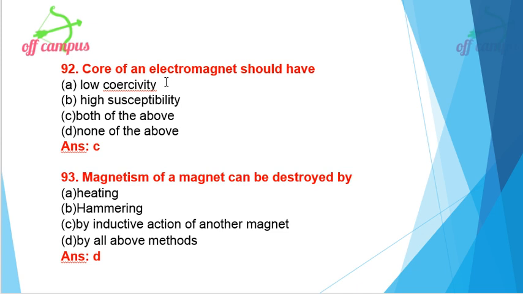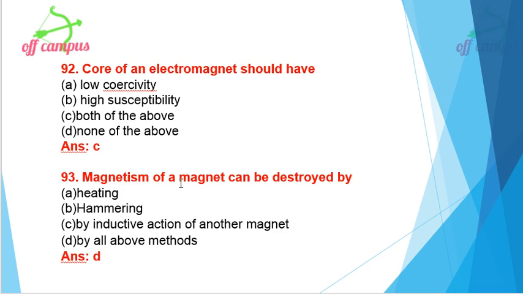Coercivity can otherwise be referred to as the demagnetizing property, which should be low. For an electromagnet, the demagnetizing property should be low. Then high susceptibility, accepting the magnetic properties. Susceptibility means accepting, so it should be high. For an electromagnet, demagnetizing should be low and accepting should be high. So, high susceptibility and low coercivity. So, option C, both of the above.